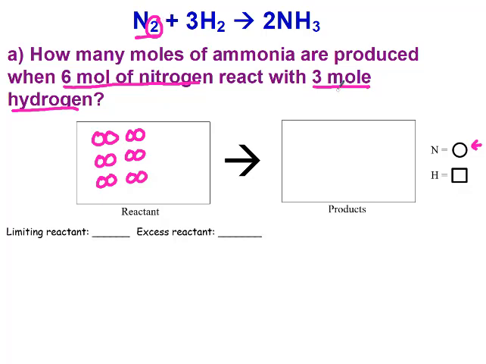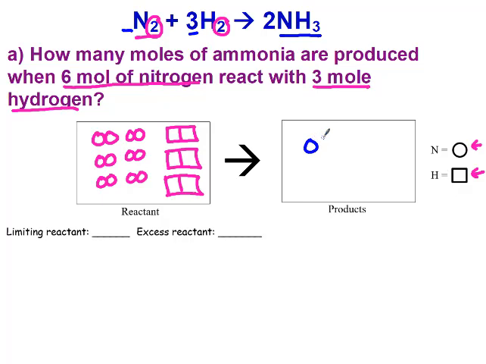Then it says I have 3 moles of hydrogen, and hydrogen is represented with a square in this problem. Hydrogen is also diatomic. So I'm going to put 3 moles of hydrogen. So that's 1, 2, 3. When these react, they react in a 1:3 ratio to produce 1 N and 3 hydrogens. So the first time we solve this, we're going to go ahead and just start making our products.